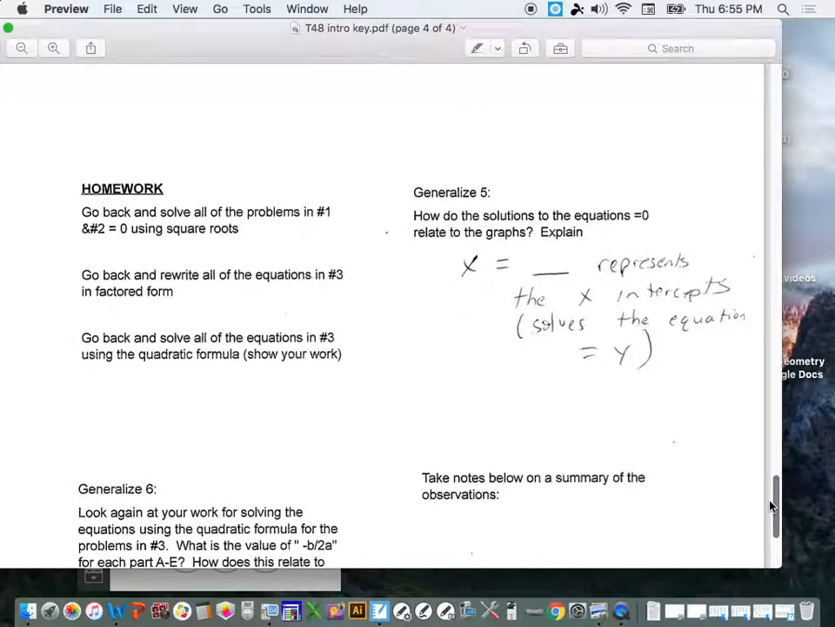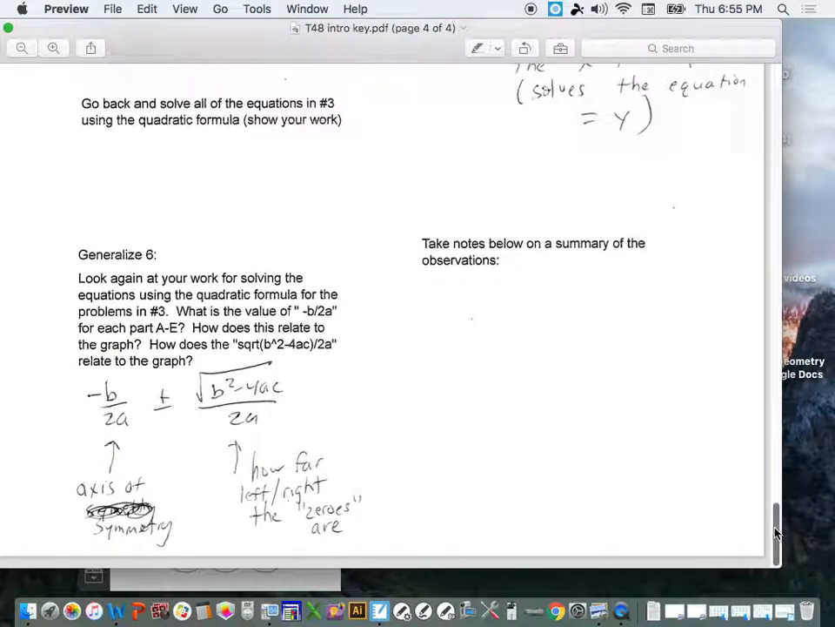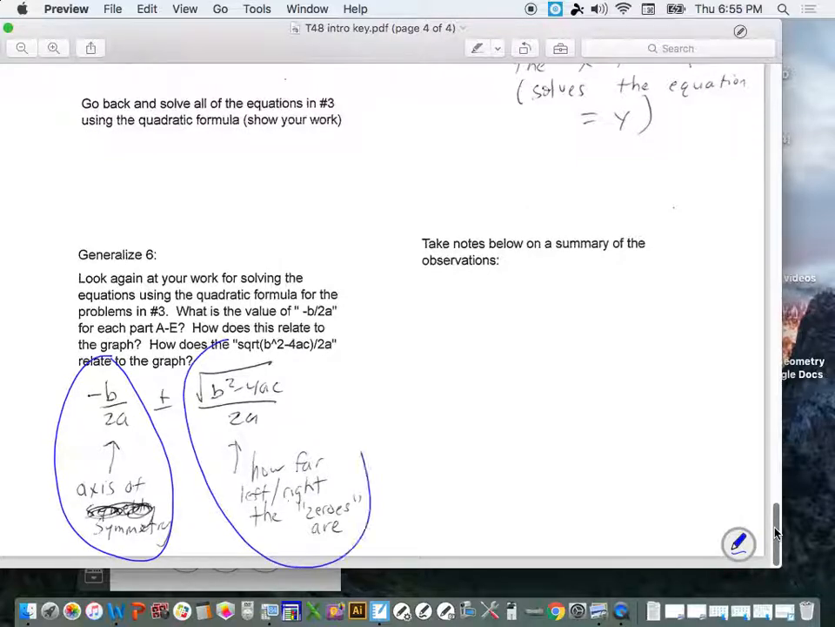So to generalize what we were seeing there, for number 5, when you solve the equations equal to 0, the x equals represents the x-intercepts. They're also called the roots of the equation. And then this part of the quadratic formula is the axis of symmetry. This part is how far right or left of the axis of symmetry the zeros are. But this is really the important part you're going to be working on today.